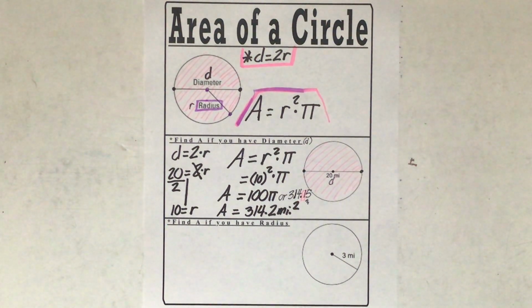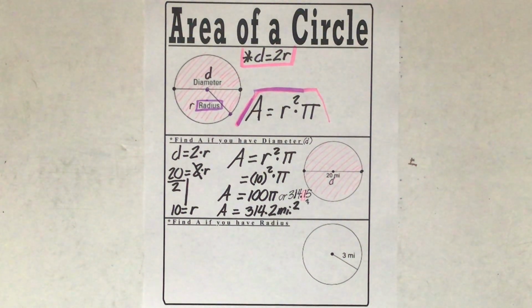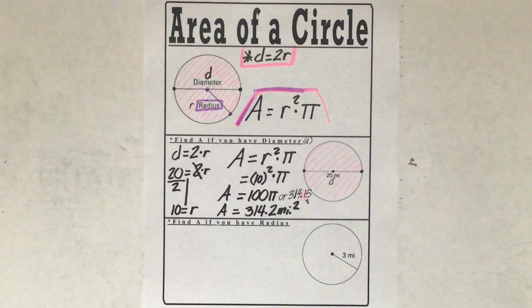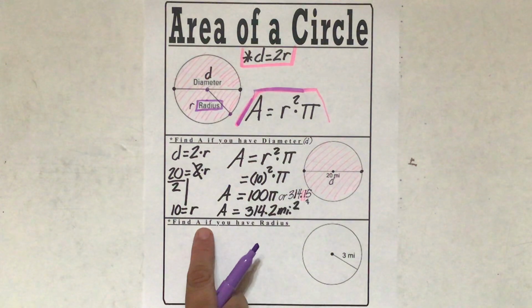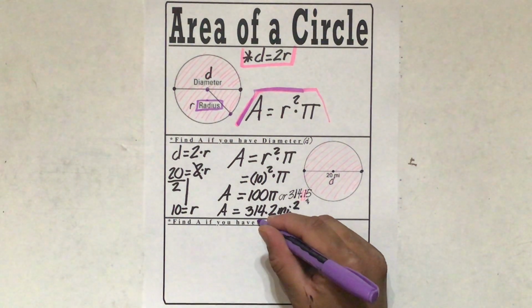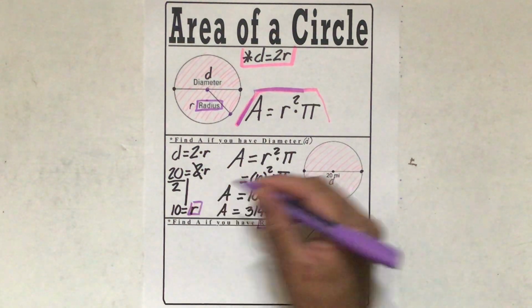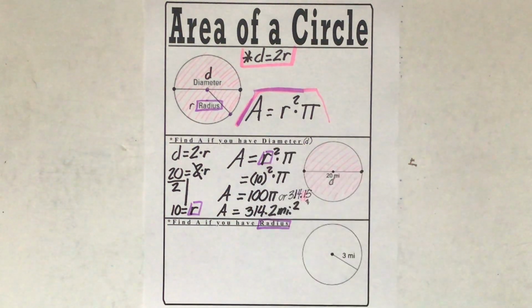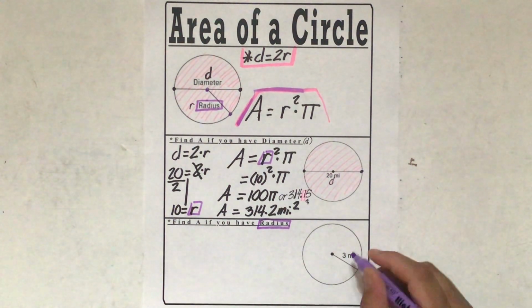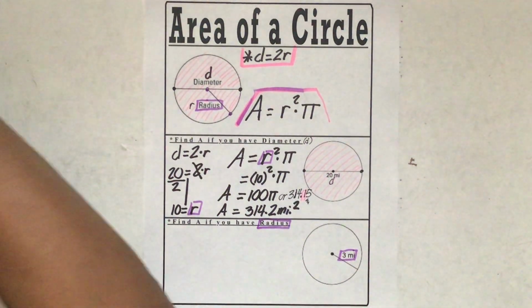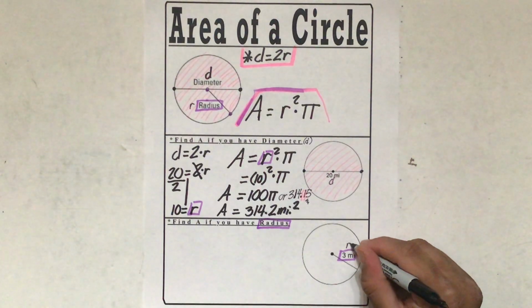I want to make sure that everything is on there. So, on the second example here, find the area if you have the radius, right? So I forgot to put R here, right? The radius is always in purple, right? So we have our radius here. It's 3 miles. So this is our R.